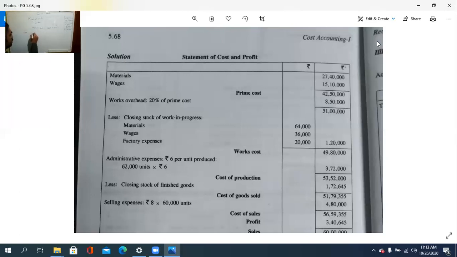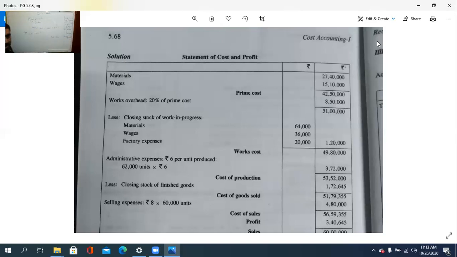Less closing WIP. How much is the total? Material is 64,000, wages is 36,000, and factory expenses is 20,000. So 1,20,000 altogether we need to deduct. That is the work cost. So how much? 49,80,000.